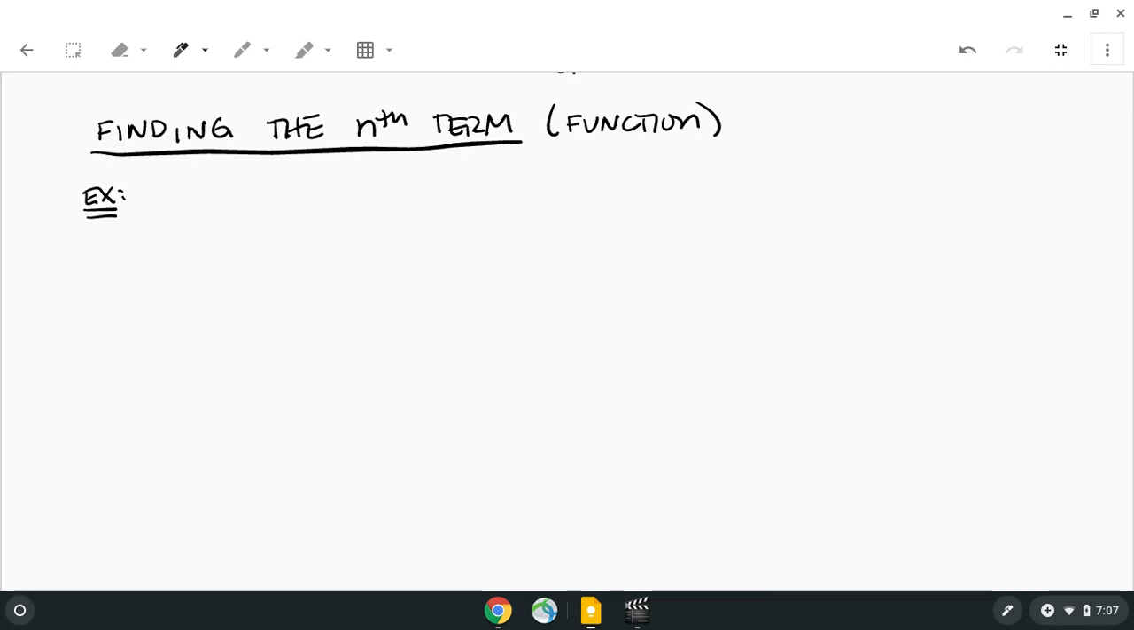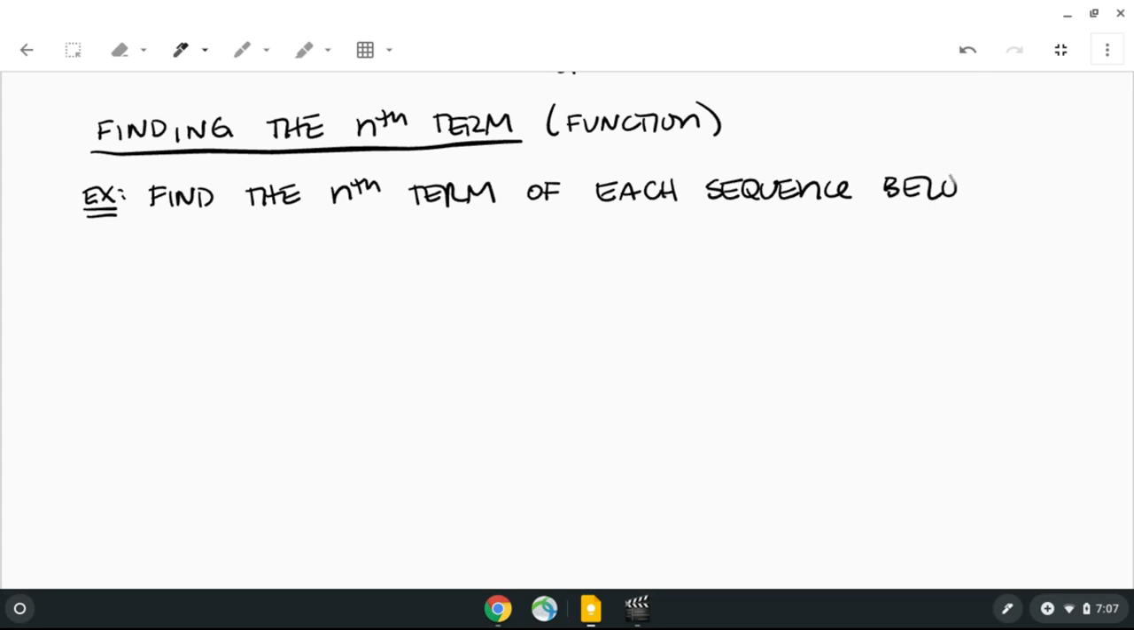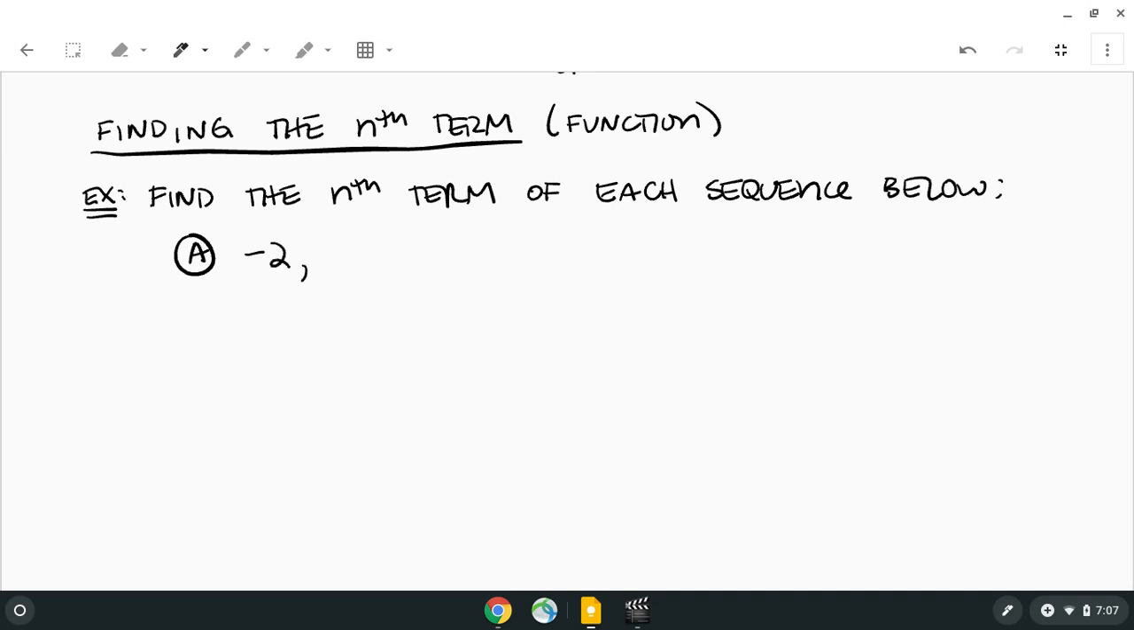Before we get into those, actually, let's take a look at this one. Find the nth term of each sequence below. Okay, so let's take a look at a couple. Let's take a look at this one, since I just went over the whole alternating negative and positive. So suppose you have this: negative 2, positive 4, negative 8, positive 16, negative 32.